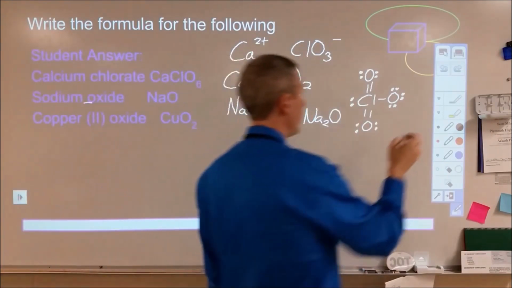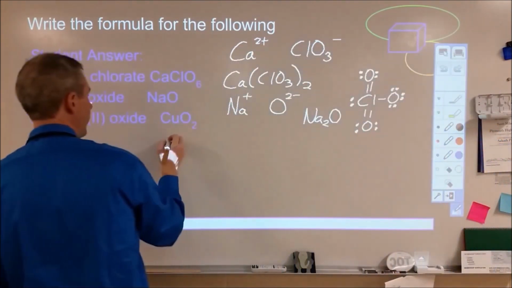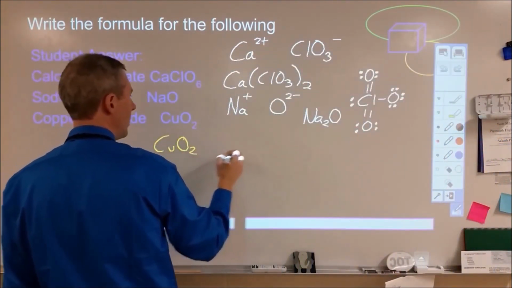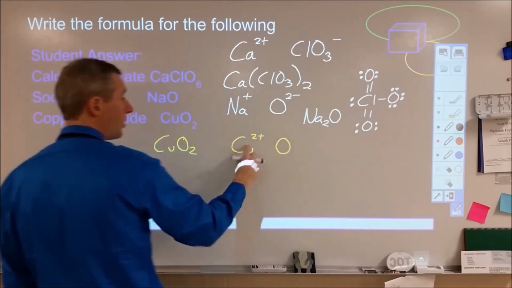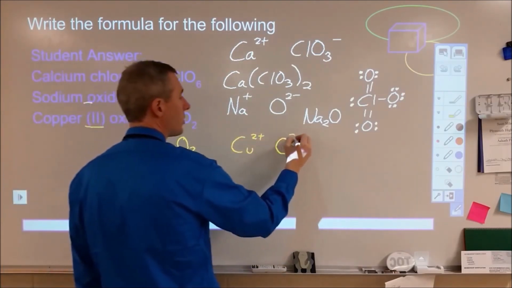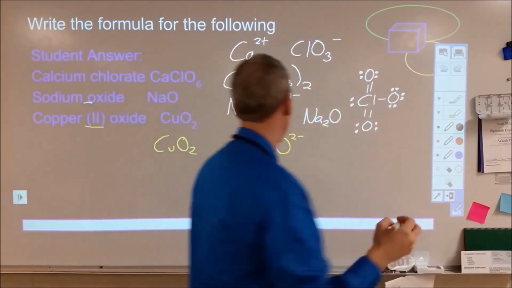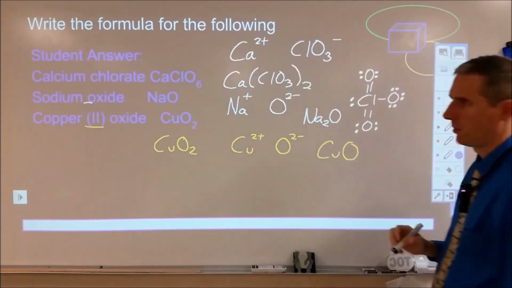Okay. And on the last one here, we are looking at copper 2 oxide. The formula given was CuO2. If we look at the ions, we'll see that that doesn't make sense. Copper 2, the 2 here means we have a 2+ charge in the copper. Oxygen, of course, has a -2 charge. And so therefore, when we put this together, our actual formula should be CuO.